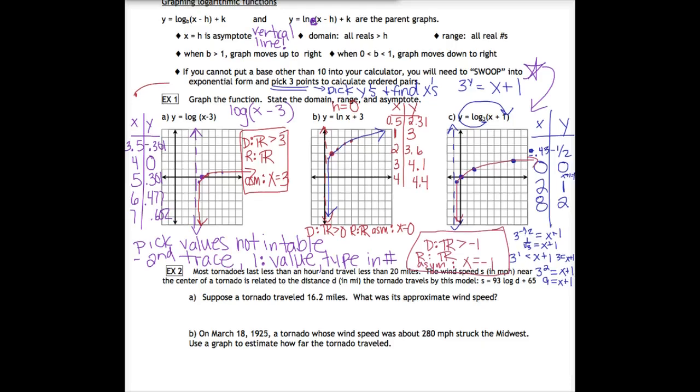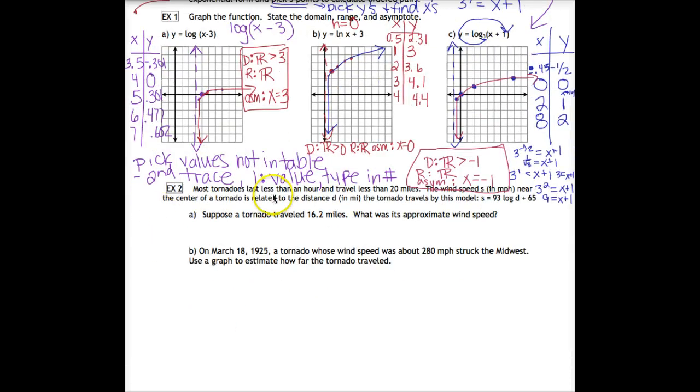All right, so there's our graphs. Last one should be really quick. We're just using our graphs to answer some real life problems. It says most tornadoes last less than an hour and travel less than 20 miles. The wind speed S, measured in miles per hour, near the center of a tornado is related to the distance d, measured in miles, that the tornado travels by this model. So S is wind speed, d is the distance it travels. 93 times the log of d plus 65 is how those are related.